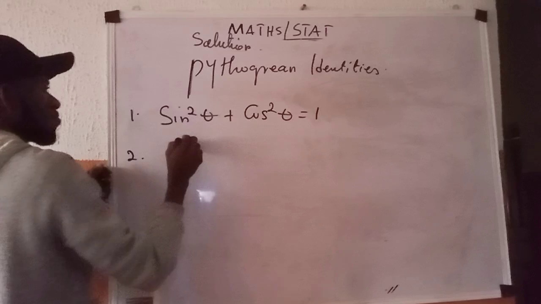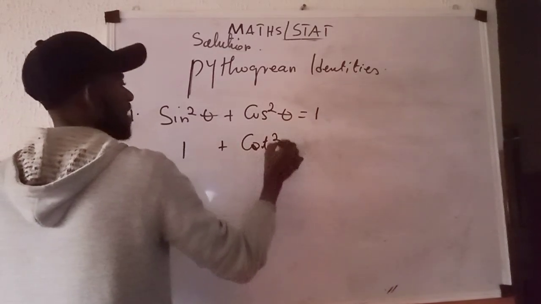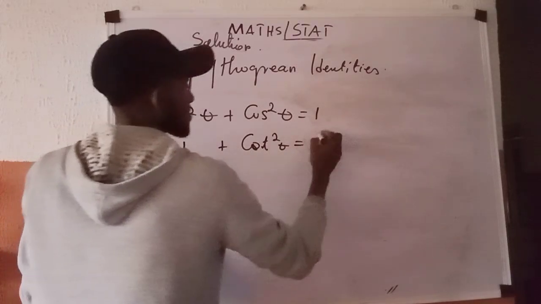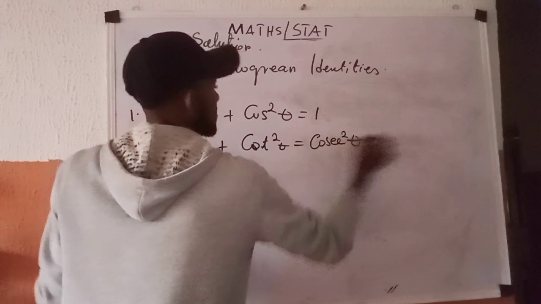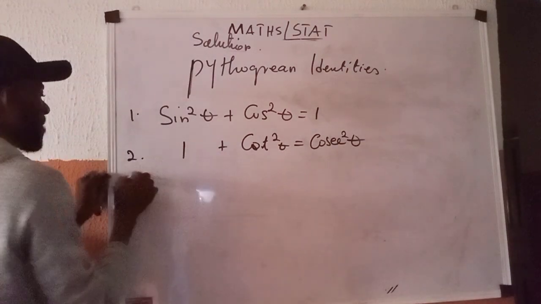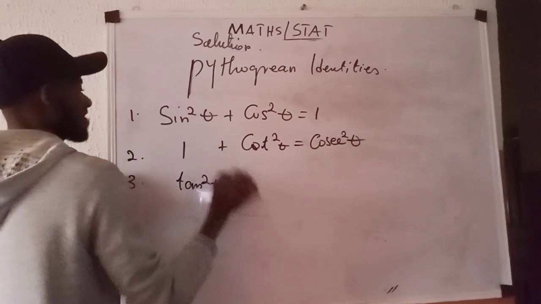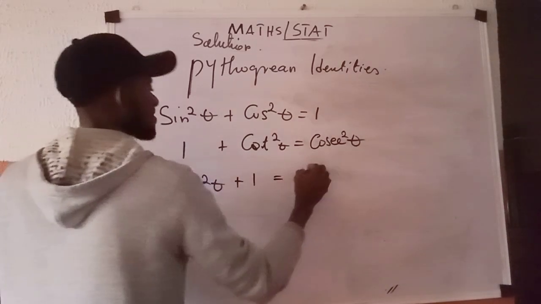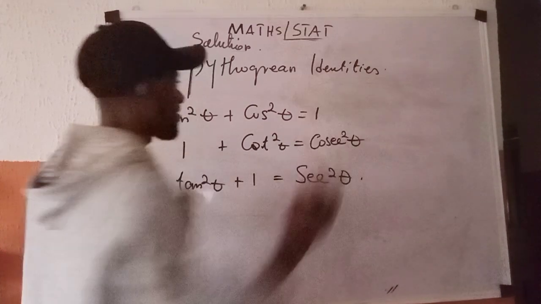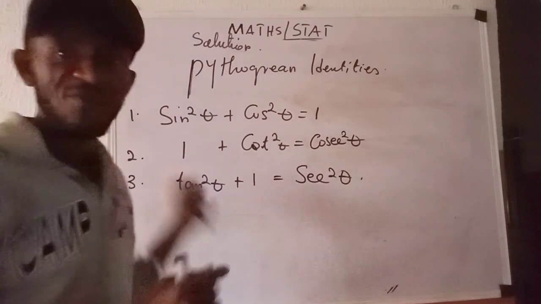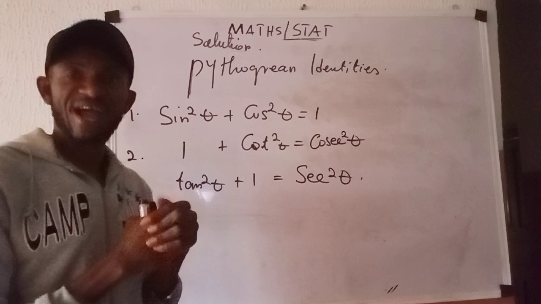Number 2 says 1 plus cot squared theta is given as cosec squared theta. Number 3 says that tan squared theta plus 1 equals sec squared theta. These are the 3 major Pythagoras identities which I want you to remember and hold very firm in your hand.